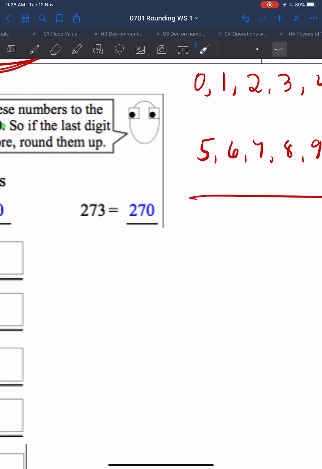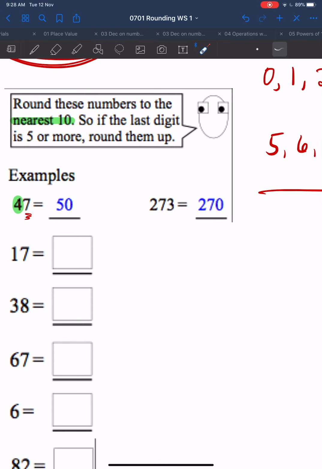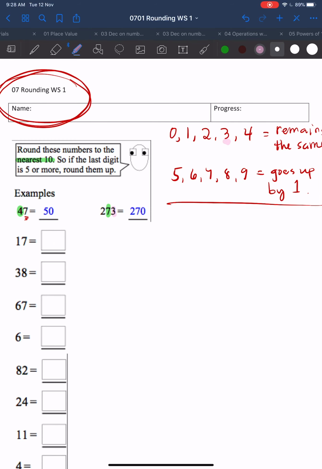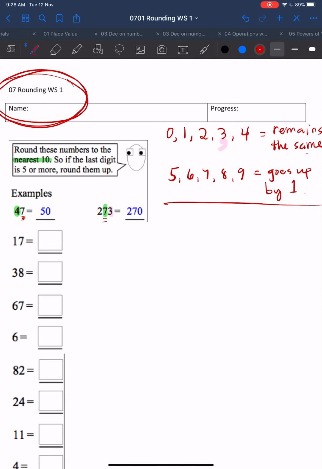273. Okay, and it says round to the nearest 10. The value in the tens place is 7. The next digit is 3. So let's look at our rules here. 3 means that 7 remains the same. And so that's why we have 7 here. Anything after 7 becomes a 0, and everything before 7 remains the same.